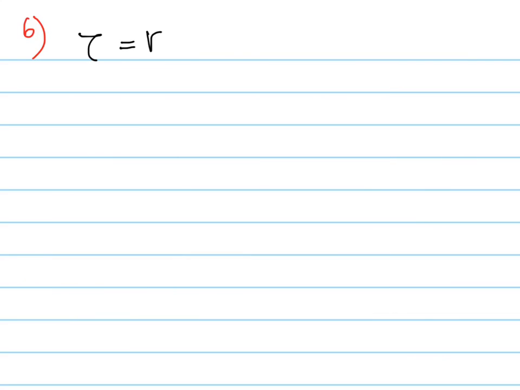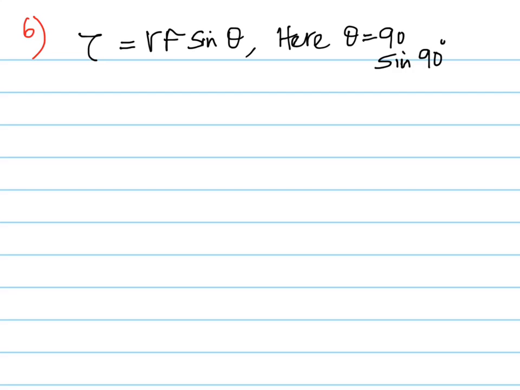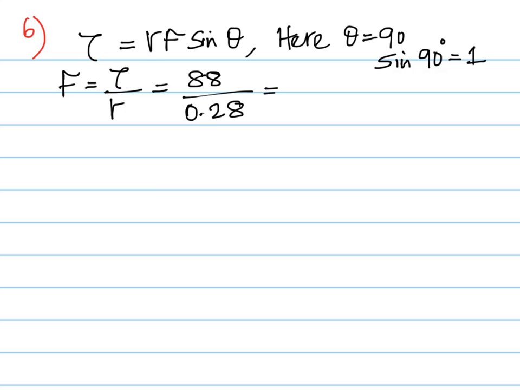Okay, tau is R F sine theta. Theta is 90. Tau is given as 88, so all you got to do is divide 88 by the radius, which is the length of the wrench, but you have to change it into meters. So the force required is 310 newtons. That is the force that the mechanic has to apply.